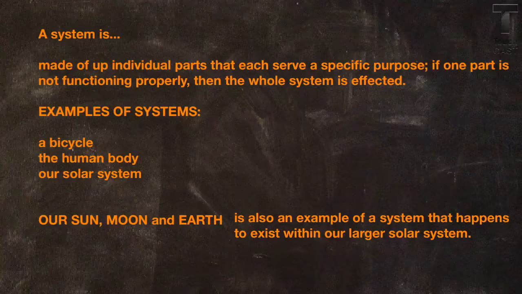But first of all, what exactly is a system? A system is something that is made up of individual parts, and each one of those parts has a specific function or serves a purpose. Now, within a system, if one part doesn't work properly or is missing, then the whole system is inadvertently affected.